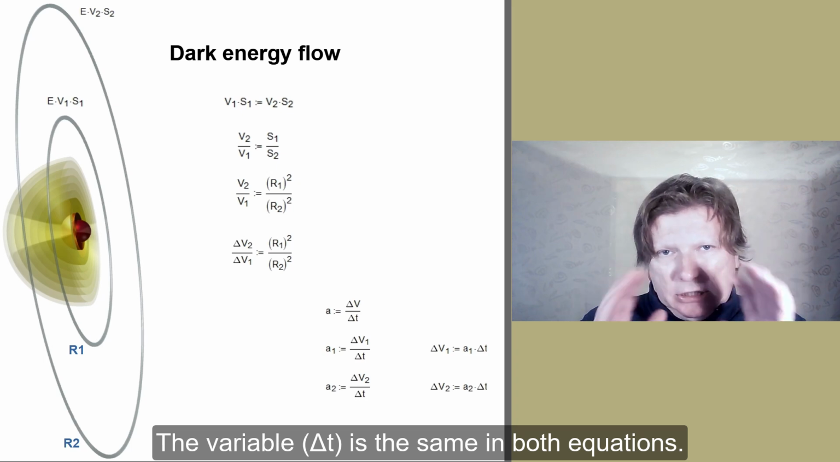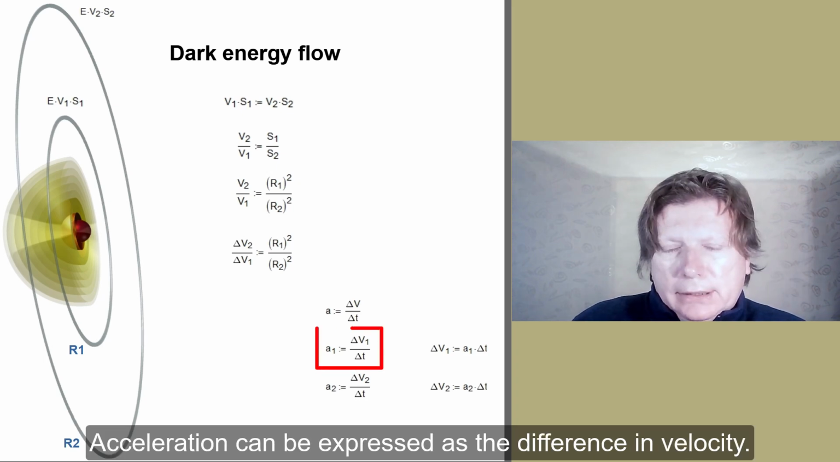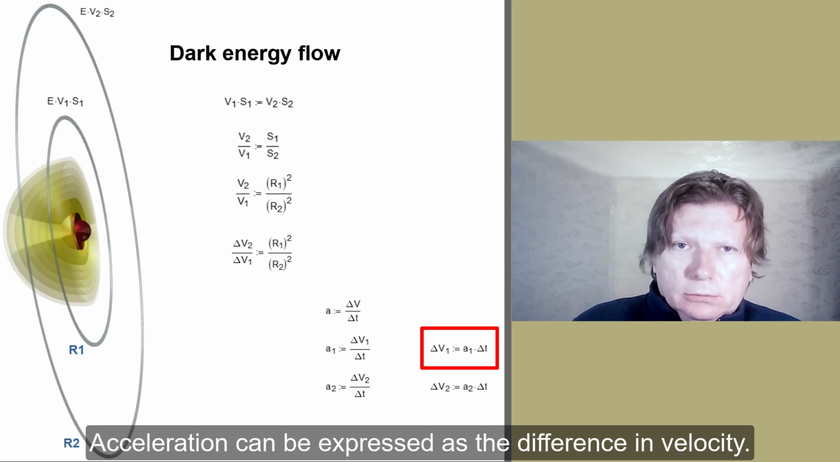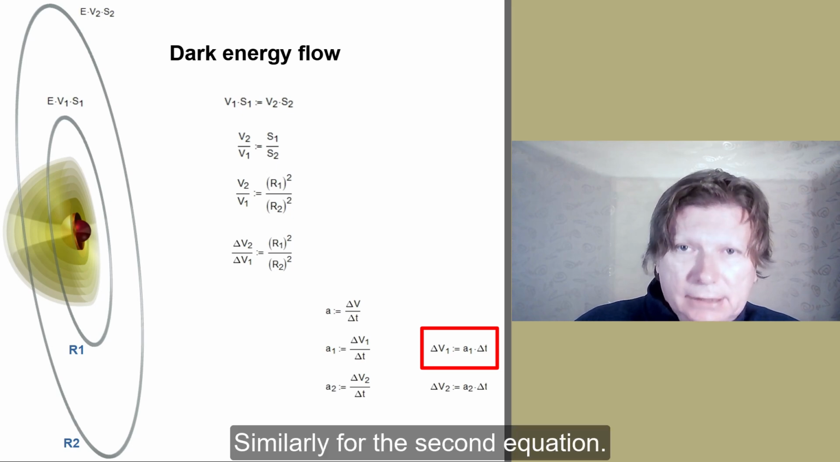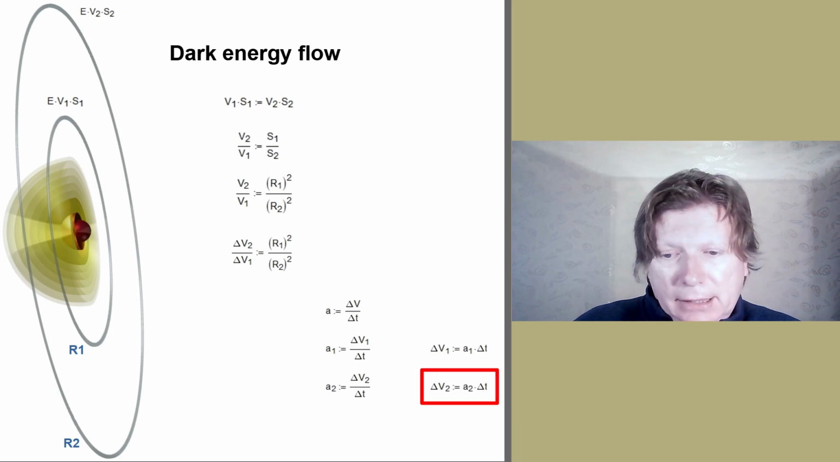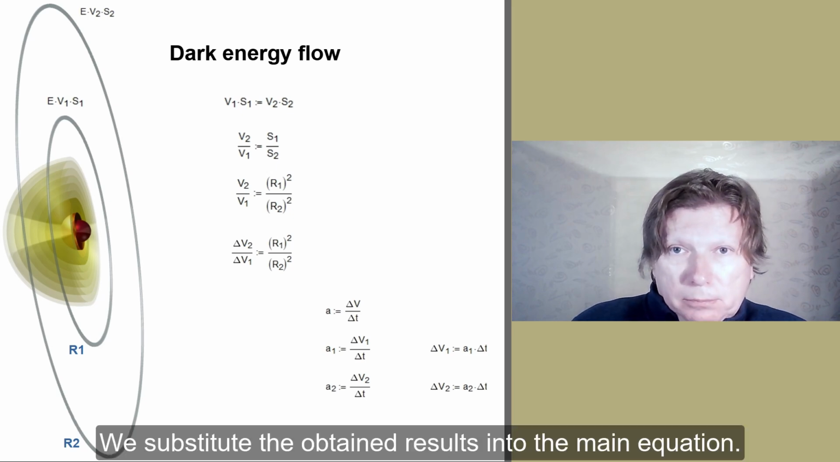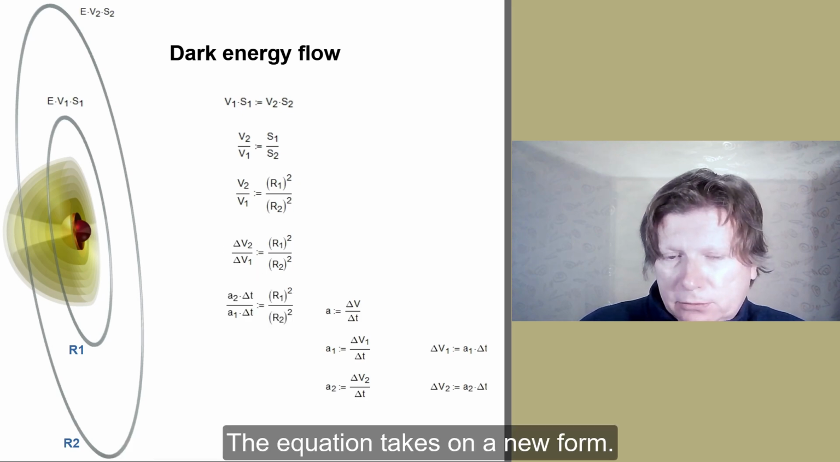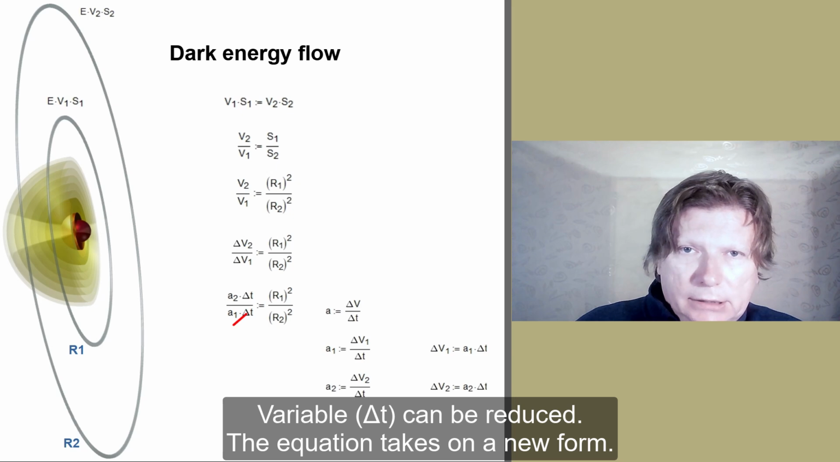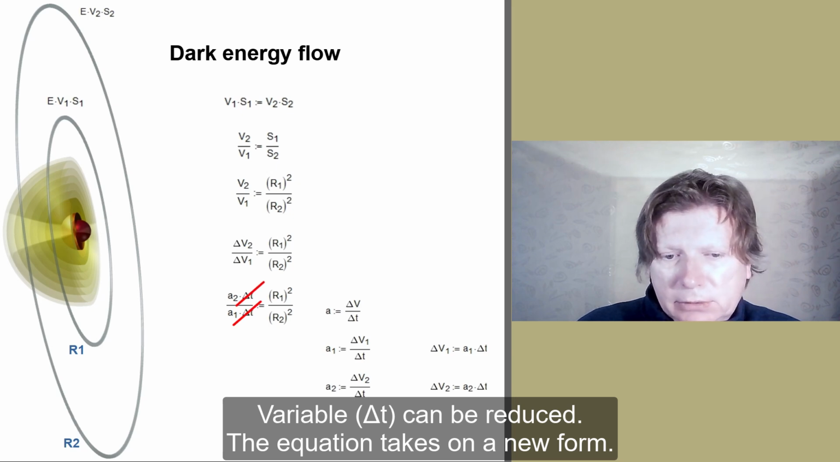Zarówno dla pierwszej sfery, acceleration can be expressed as the difference in velocity. Po przerzuceniu czasu na drugą stronę otrzymujemy, że delta v1 to jest przyspieszenie a1 razy dt. Similarly, for the second, delta v2 to jest przyspieszenie a2 razy dt. I teraz we substitute the obtained results into the main equation, w to miejsce i mamy równanie. Dt się skraca od razu i równanie takes on a new form.